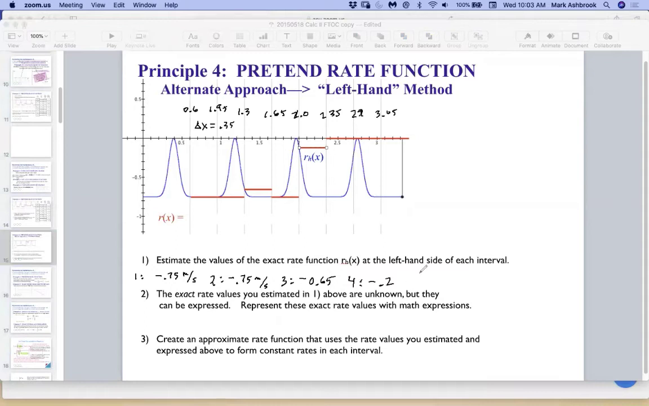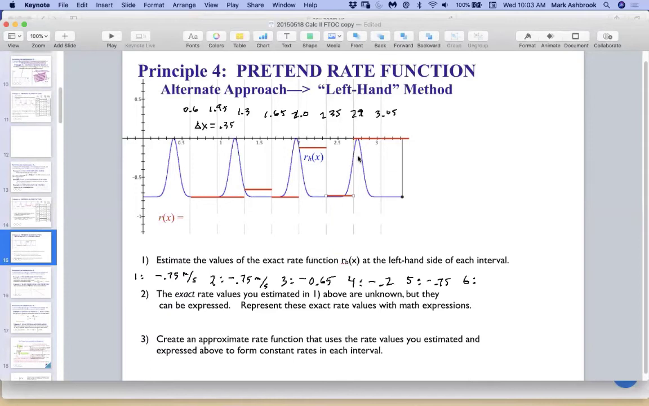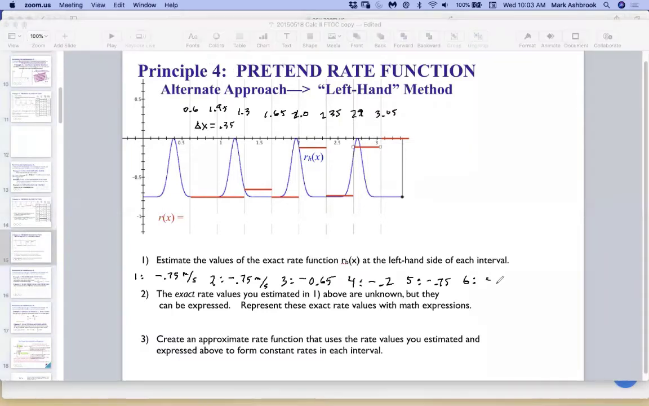All right, fifth interval. From 2.35 to 2.7. Again, here's the actual rate, negative 0.75. Sixth interval. What about there? Let's see here. So I'll move this one down. I think it looks like right about there. So I think negative 0.2 again. Is everyone tracking with me? And then the last one, again, negative 0.75.